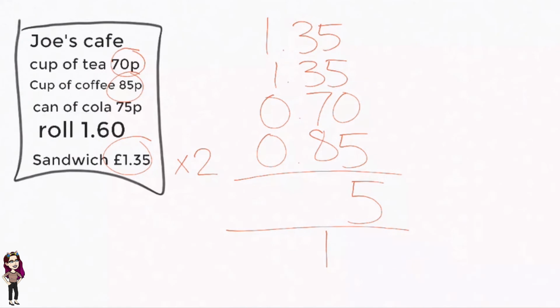We know that 3 plus 3 is 6, plus 7 is 13, plus 8 is 21, and plus 1 is 22. Again, we're going to carry the number over to the bottom. We know that 1 plus 1 is 2, plus 0 is 2, plus 2 is 4. So we know that his total cost is £4.25.